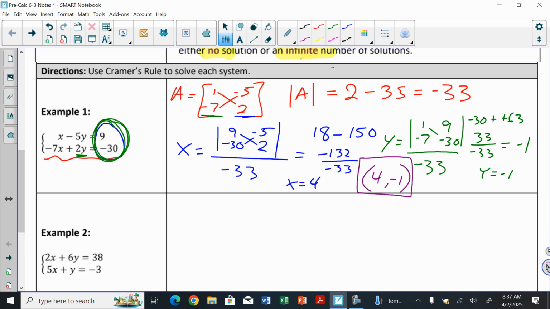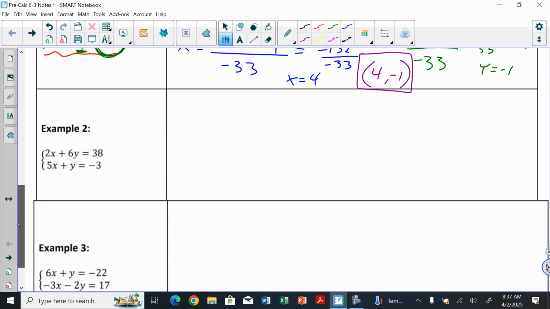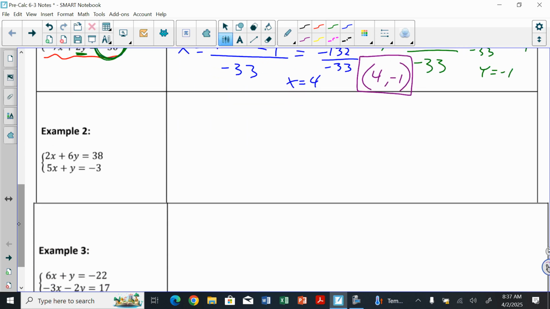Okay, let's do another one. For this one, again, looking at my A, that's the coefficient matrix. So I'm going to go 2, 6, 5, and 1. And that's going to give us the determinant of A, which would be 2 minus 30, which would equal negative 28. So I've got that. Now I'm going to try to find my x's and y's.